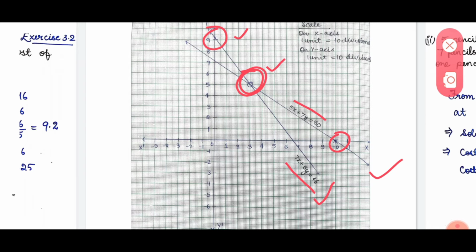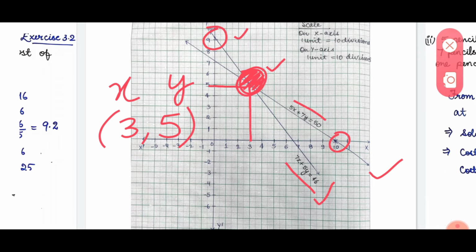Now you can see clearly that the 2 lines intersect at a point, right? So I am shading that point for you. This is the point. So the coordinate of the intersection point is 3, 5. This will be your solution. That means the value of x will be 3 and the value of y will be 5.